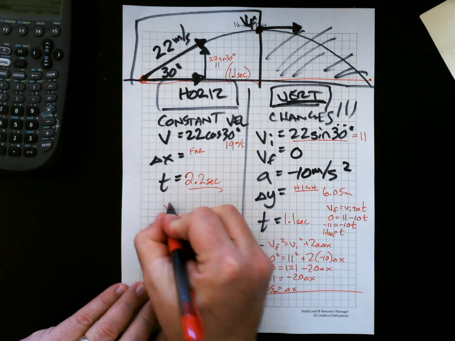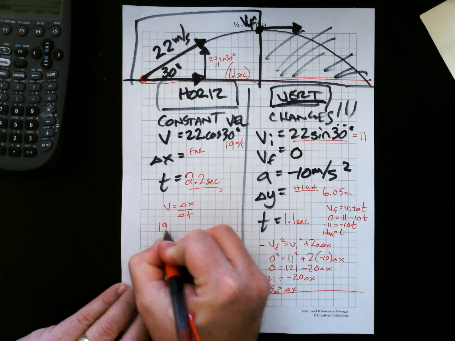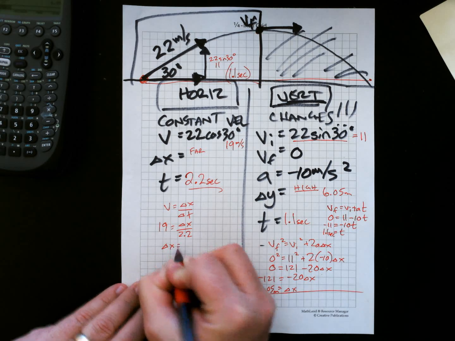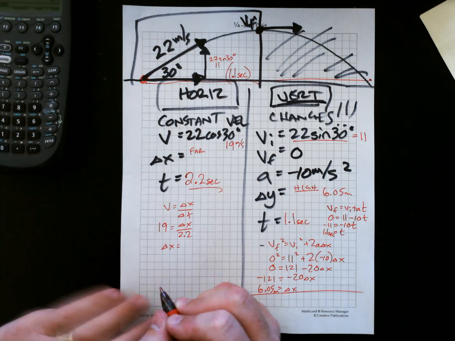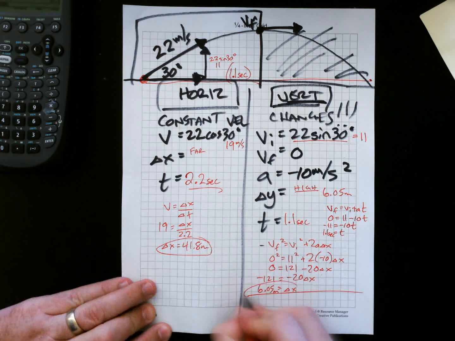So how far? V equals delta X over delta T, so I get 19 equals delta X over 2.2. So the delta X equals 19 times 2.2. You get 41.8 meters. Okay.